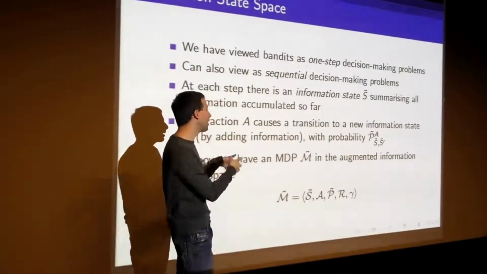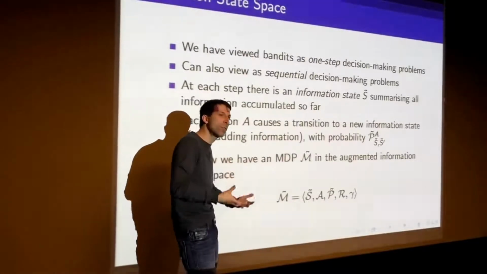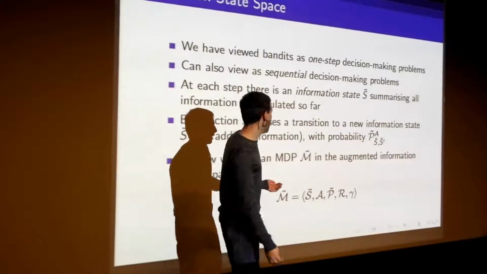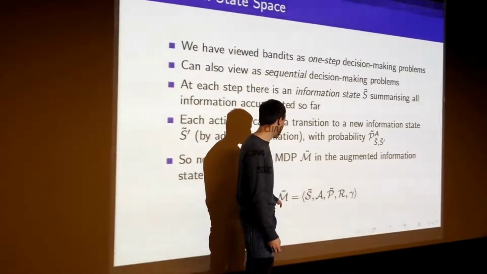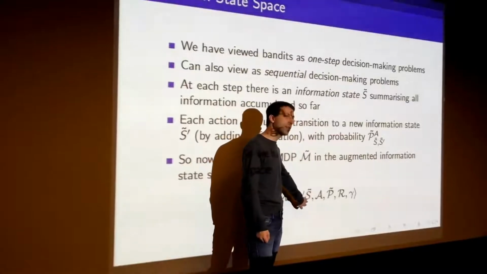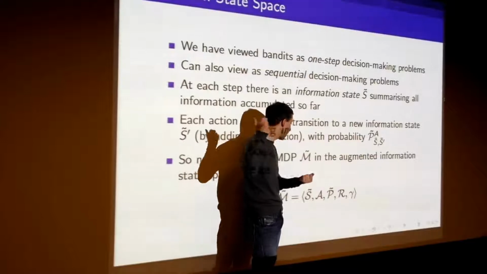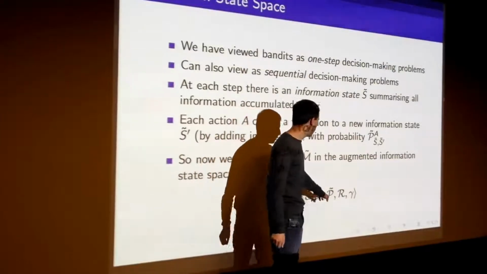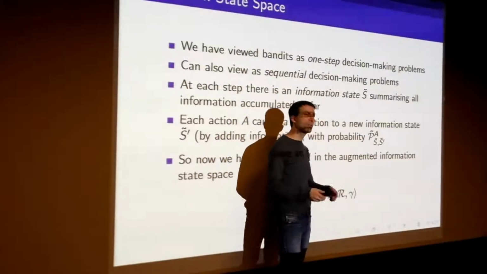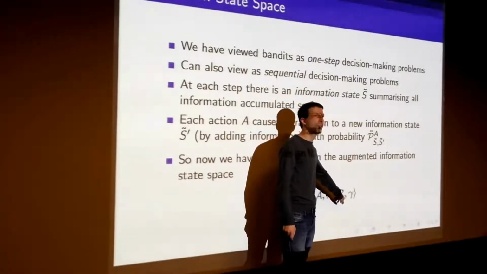And so we can define an MDP over information states now. So we've augmented our original bandit problem into an augmented information state space. We've got this M tilde, that's our overall MDP. And now we've got this information state space. We've got our normal action space, these are the levers, the arms of my bandit. We've got our transition matrix, this is the way that we transition from information state to information state. We've got my normal reward function.